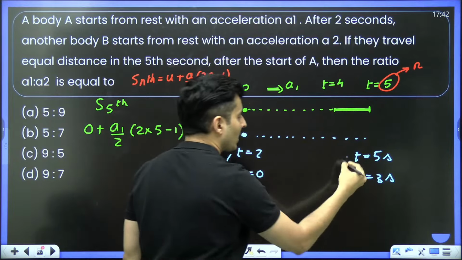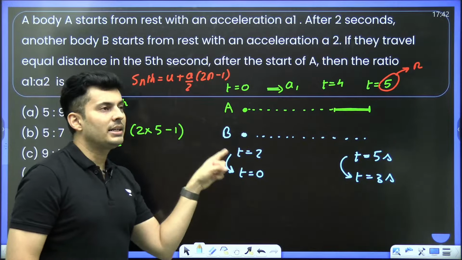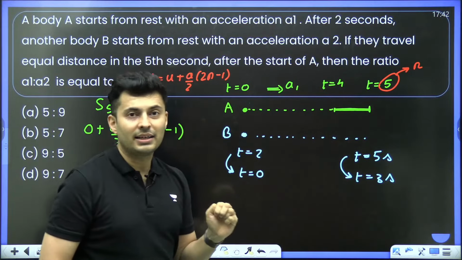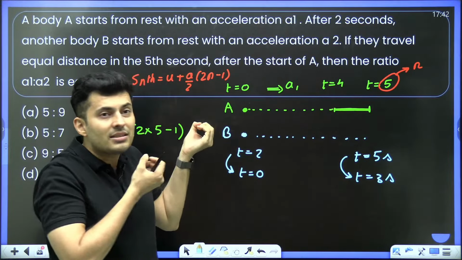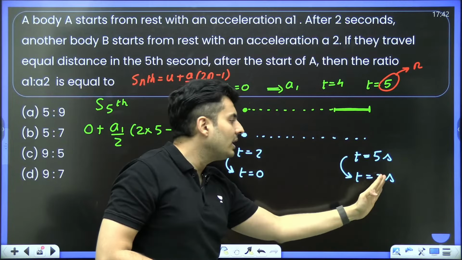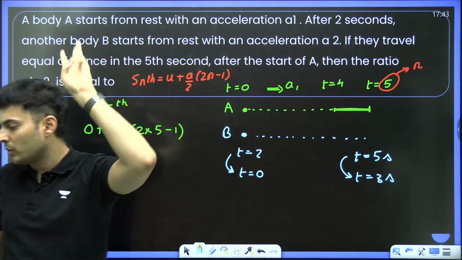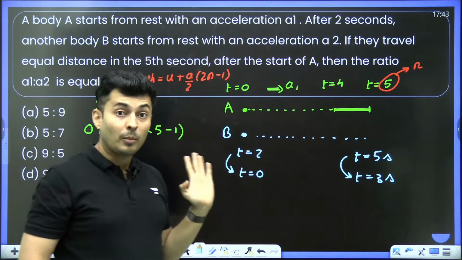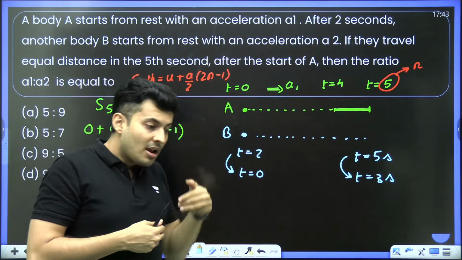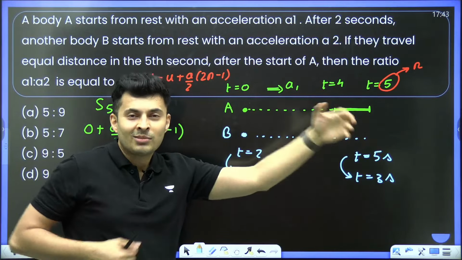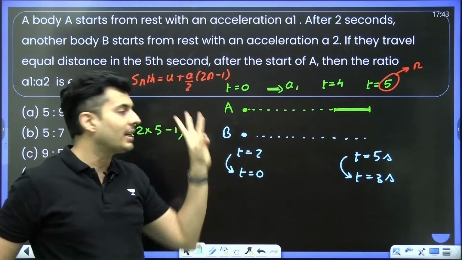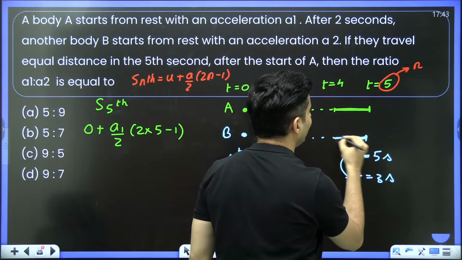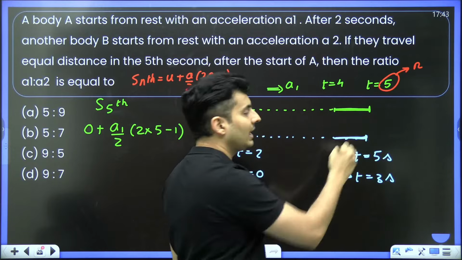Technically, if I make the starting point of B as 0 seconds, it will reach here after 3 seconds, because 2 seconds it has just waited. So technically it has only traveled for 3 seconds. Understood? A traveled for 5 seconds. B waited for the first 2 seconds. After 2 seconds it started moving. So till 5 seconds only 3 seconds have gone for B technically. So technically we are trying to find the 3rd second for B.